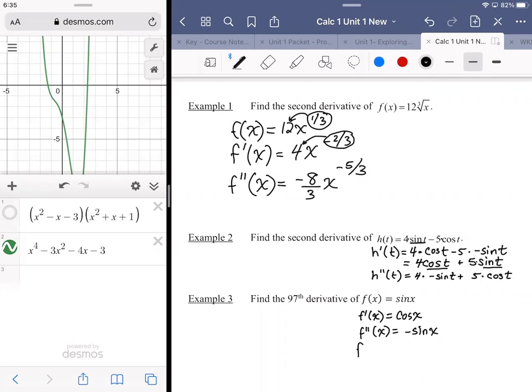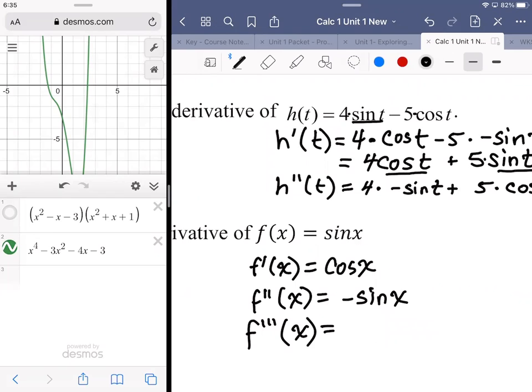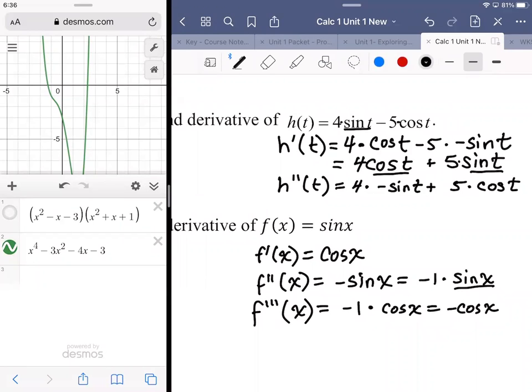So I need my third derivative. Here, we don't have a rule for the derivative of negative sine, but I do have a constant multiple rule. This is the same as saying negative one times the sine of x. So hang on to my negative one and multiply it by the derivative of sine of x, which is cosine of x. And we'll be left with negative cosine of x. Then it cleans up kind of nicely. We'll find the fourth derivative.